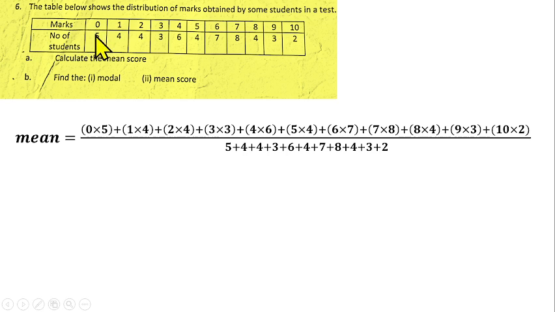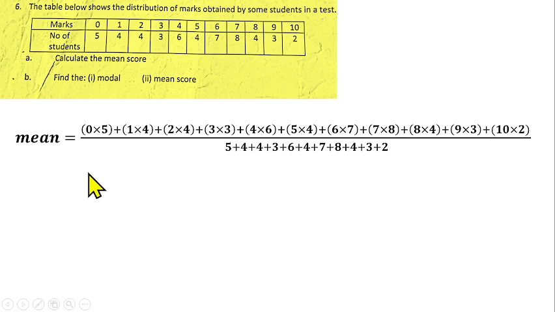That will be 0 multiplied by 5 plus 1 multiplied by 4 plus 2 multiplied by 4 plus 3 multiplied by 3 plus 4 multiplied by 6 plus 5 multiplied by 4 plus 6 times 7 plus 7 times 8 plus 8 times 4 plus 9 times 3 plus 10 times 2 over the sum of the frequency. So you have 5 plus 4 plus 4 plus 3 plus 6 plus 4 plus 7 plus 8 plus 4 plus 3 plus 2.